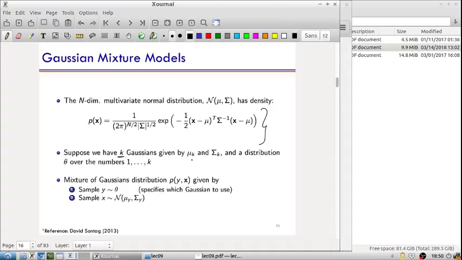let's say we have k Gaussians with means mu k and sigma k. We also need another object which is going to be theta, which is going to tell you the probability of being in any of these components. So there are k components. Each component is going to be Gaussian, okay? And theta is just saying which component your observation came from, essentially. So the mixture model description is as follows.